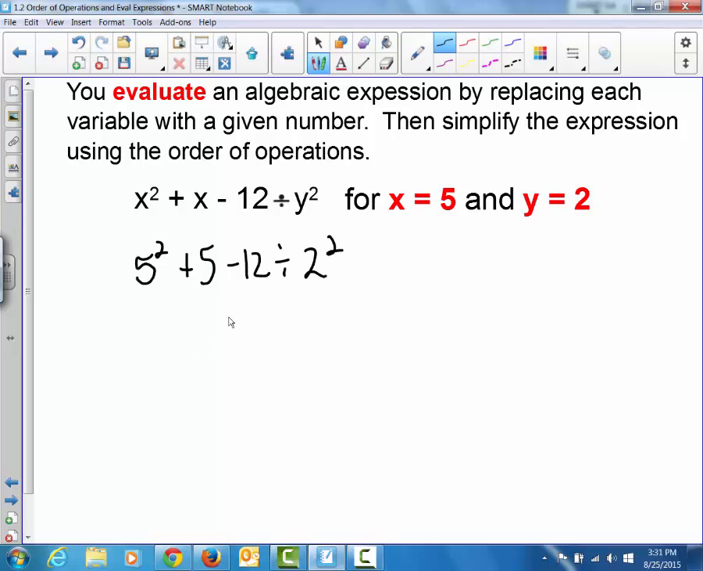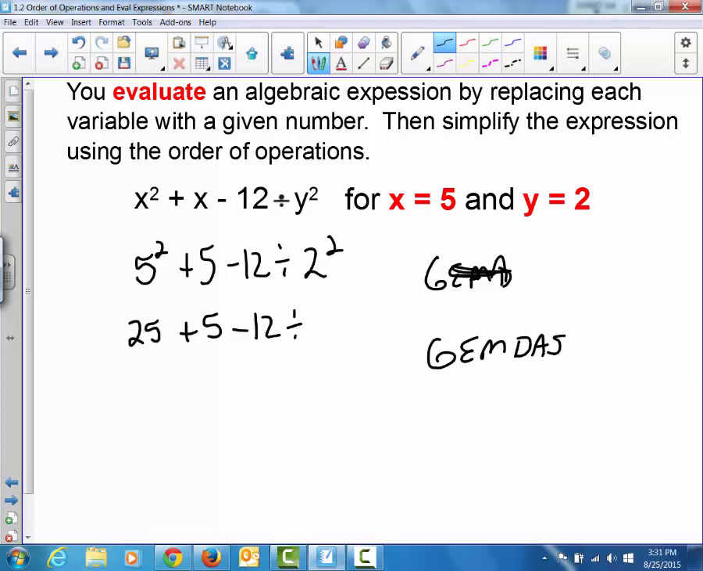And then we follow the order of operations. We've got GEMDAS. And so the first thing we check for is a grouping symbol. We don't have one. The next is exponents. So we come over here. We've got 25 plus 5 minus 12 divided by, and 2 squared is 4.